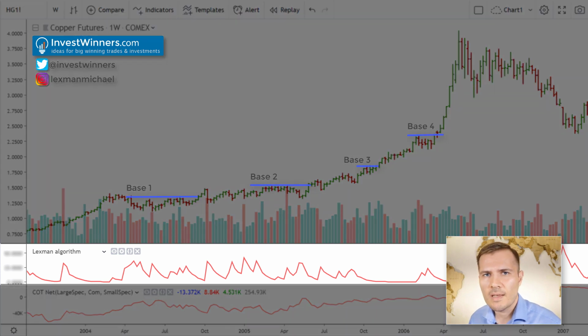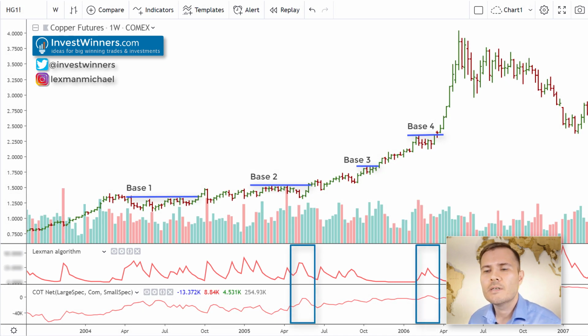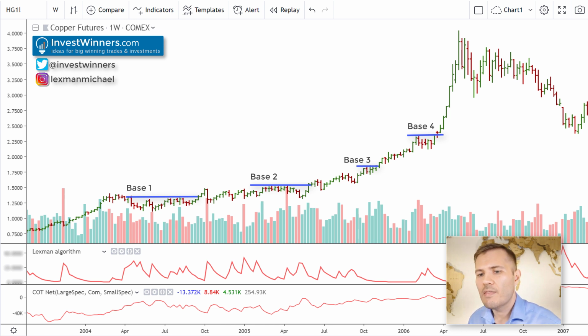This is the Lexman algorithm I developed, which I created when I understood the logic of big capital behavior under various market conditions. The Lexman algorithm curve mirrors the behavior of the curve of the real positions of big capital. Therefore, it can be used for the stock market that doesn't have commercials. And in the area of the third base, the Lexman algorithm showed us that this area is perfect for big capital's entry. This had actually happened.